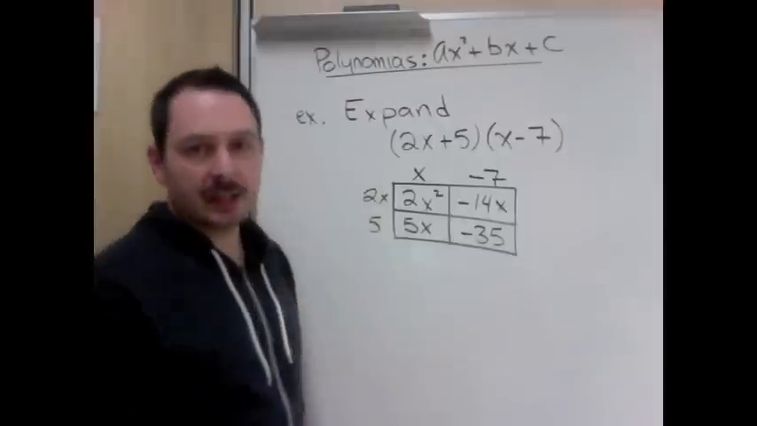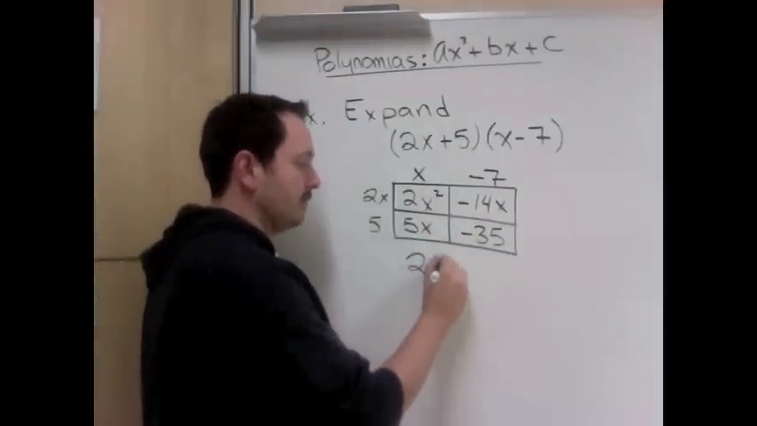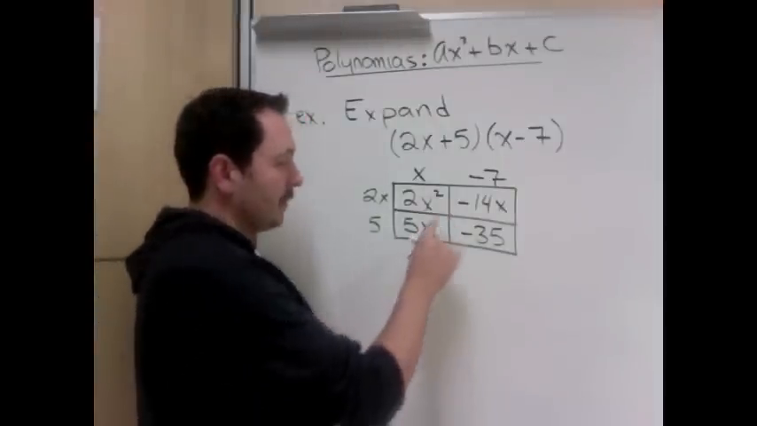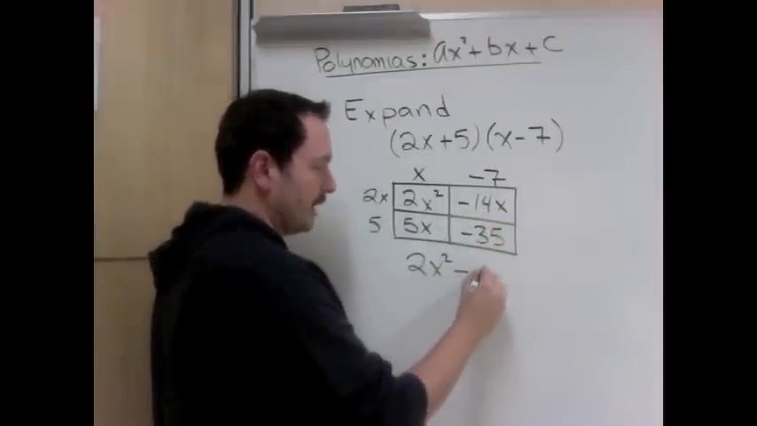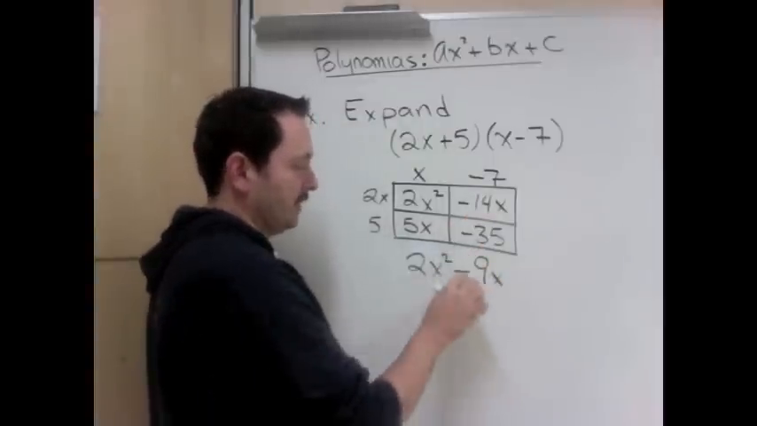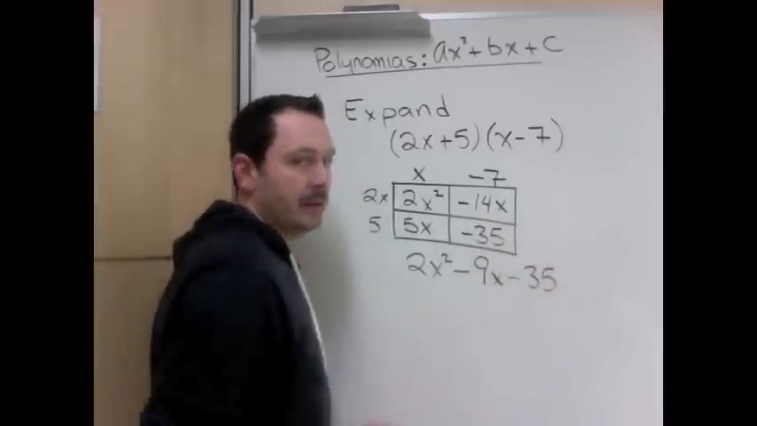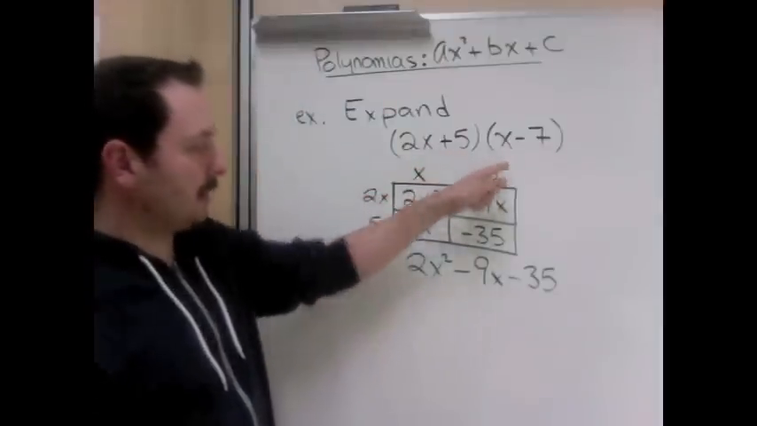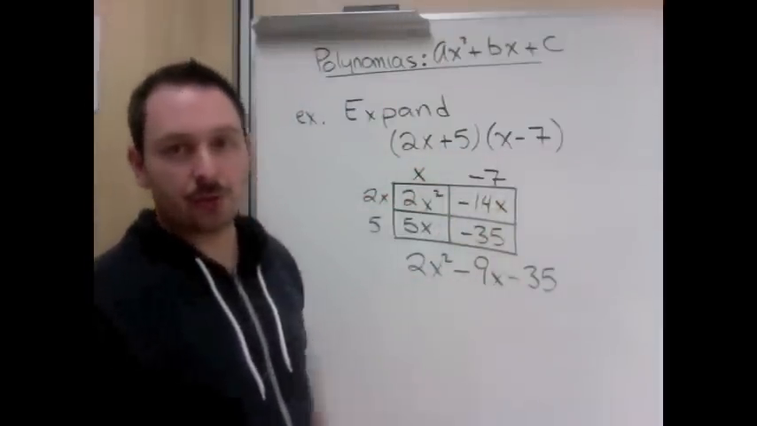And now we need to collect all our like terms inside the boxes. So we have a 2x squared. Now with our x's, we have minus 14 and plus 5. So put those together and it's minus 9x's. 5 minus 14 is negative 9. And left over is a minus 35. So the expanded form of these two binomials is this trinomial. Trinomial, tri, because there's three terms.